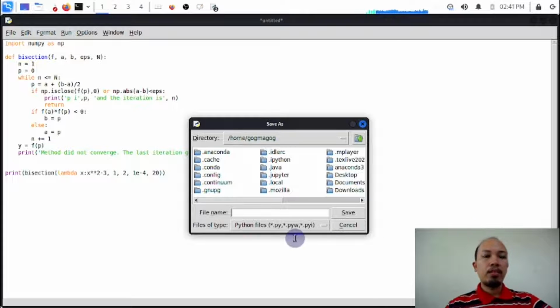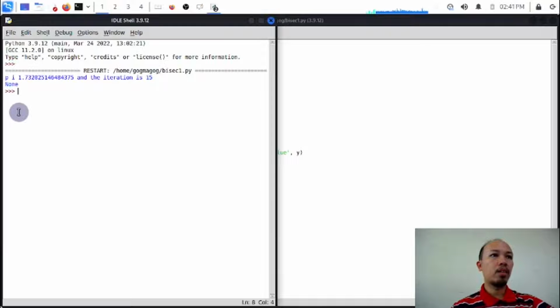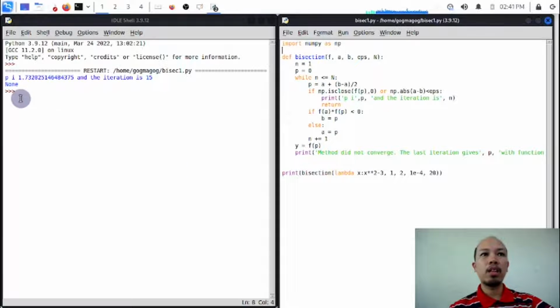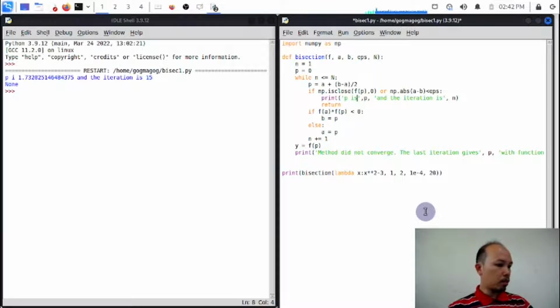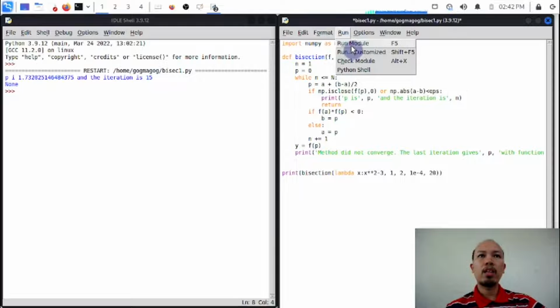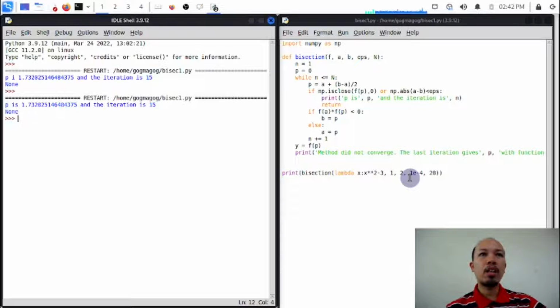So for running this one, let's save it first. Let's say bisect 1, save. So p is 1.73. Why is it that there is a None here? The iteration is, I made a mistake. And the iteration is n. Return. Okay. So let's run again. Why is it that there is a None?